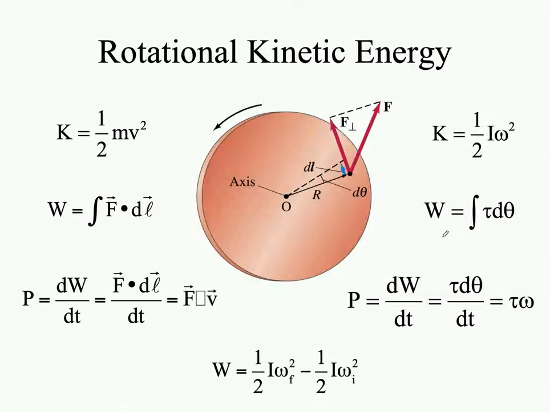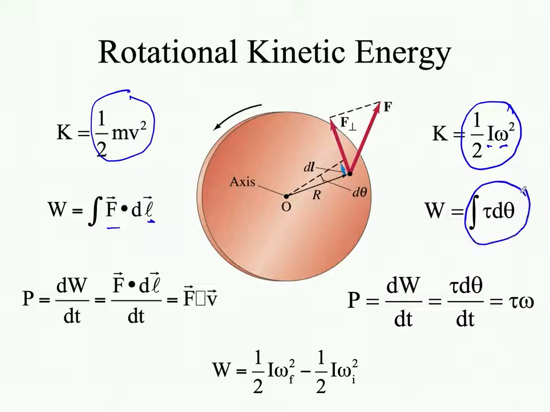Just real quick, rotational kinetic energy, I know we've already talked about it. Regular kinetic energy is equal to that, and work is equal to force times distance. For rotational kinetic energy, it's 1/2 I omega squared: m becomes I, v becomes omega squared. And the same kind of thing is true with work. Work, instead of being force times distance, becomes tau dot d theta. Remember that, that'll come in handy later.